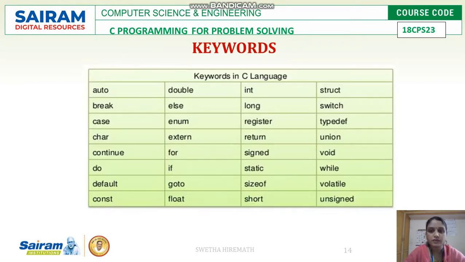And these are the different keywords which we have in our C language. auto, break, case, char, continue, do, default, const, double, else, enum, extern, for, if, goto, float, int, long, register, return, signed, static, sizeof, short, struct, switch, typedef, union, void, while, volatile, unsigned. These are the keywords in our C language, and when we notice them, all of them are in small letters only. We are not going to use any capital letters to define our keywords.